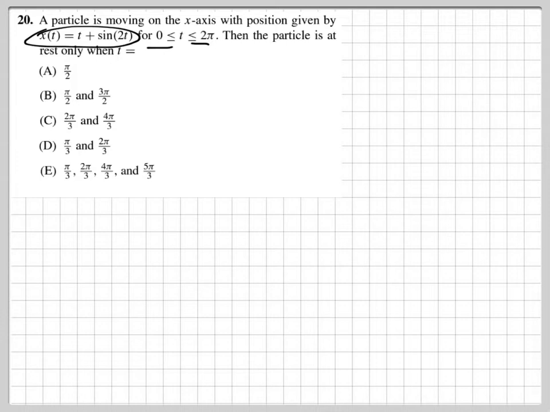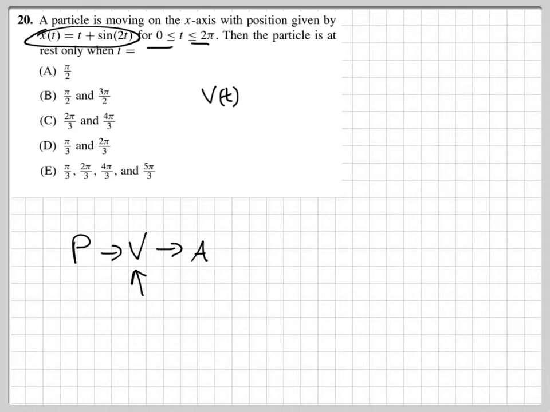Then the particle is only at rest when, and I will quickly say, when the speed is 0, or the velocity is 0. If we're given a position function, we have to take the derivative and we would get the velocity. If we took the derivative again, we would get acceleration. But it looks like we only need the velocity function right here. So let's go ahead and find v.